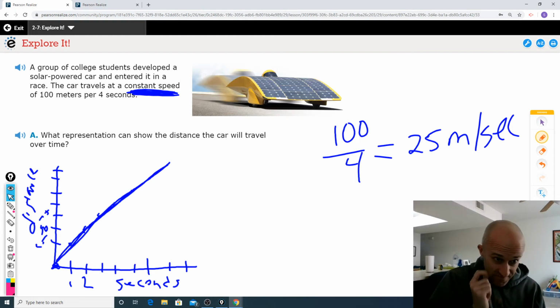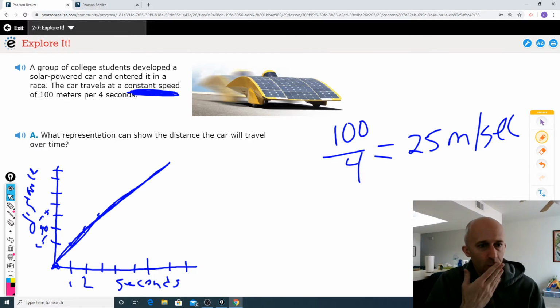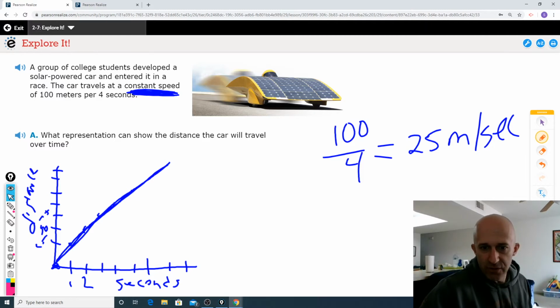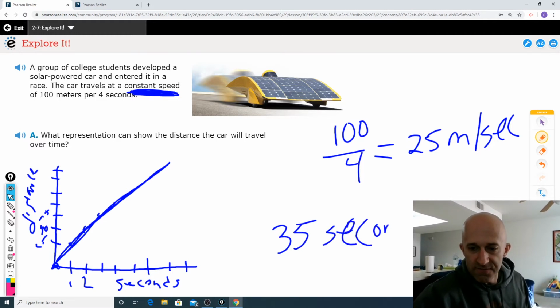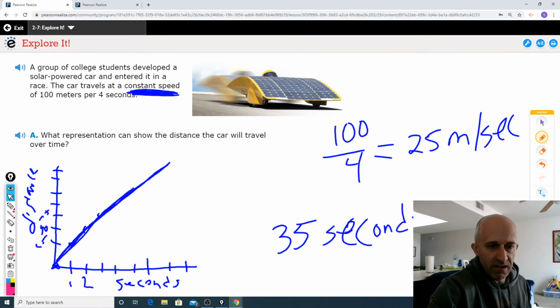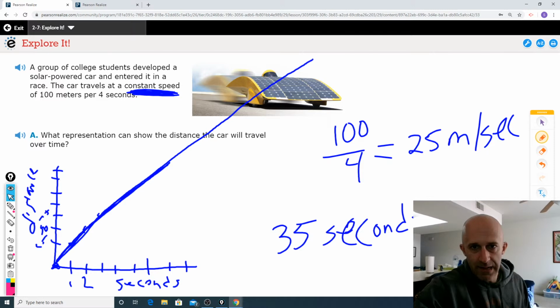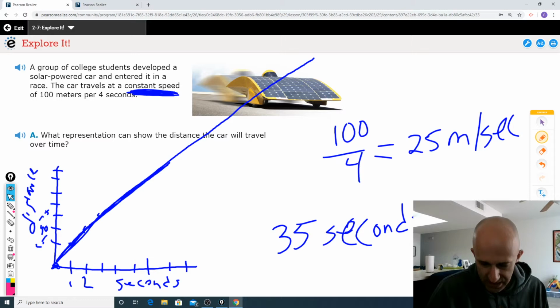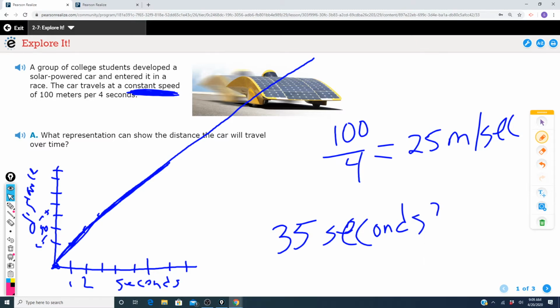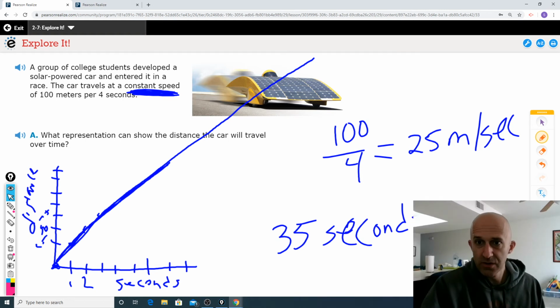Here's the thing. If I were to ask you, how far would this car travel after 35 seconds? I don't think we want to sit here and draw out a line that's going to take you 35 seconds all the way over. You could technically do that, but here's where we have to bridge the gap and be able to say, well, if you remember, there's an equation.